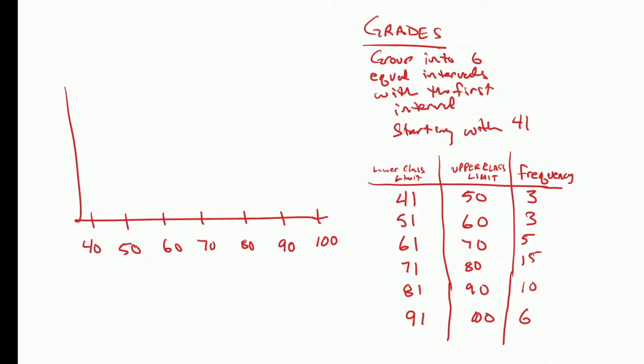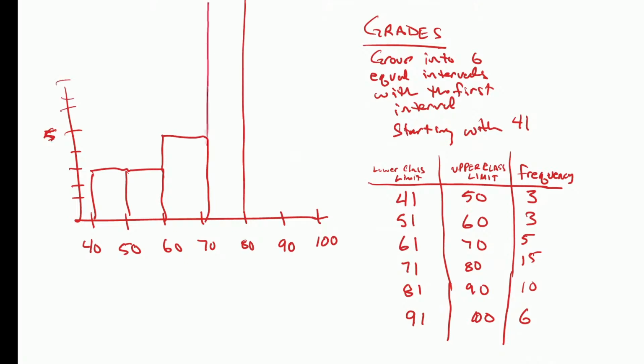And so let's see, the frequency of 3, 1, 2, 3, let's put a bar, put another bar. Let's see, 5 goes up to there. I don't think I've left myself enough room for 15. So we'll just do this. Okay, 15 is up there. And then 10, you get the gist of what's happening. So 15, 10, we'll put there. And then the last one is 6. So that's what I'm looking for, what I'm hoping for.